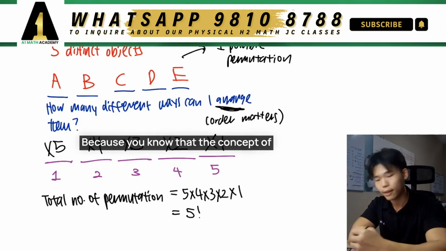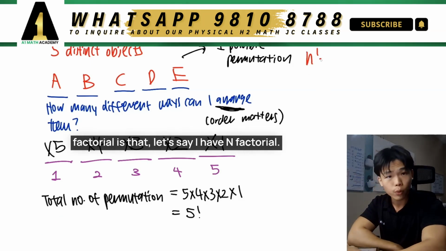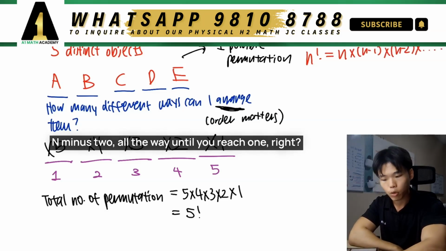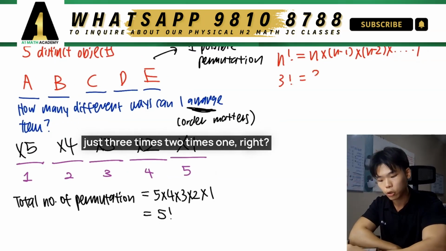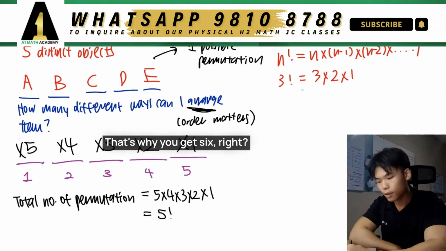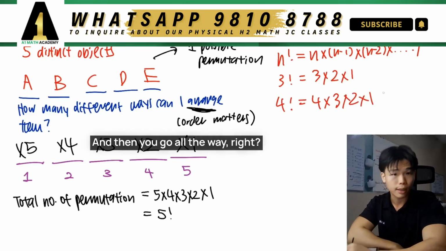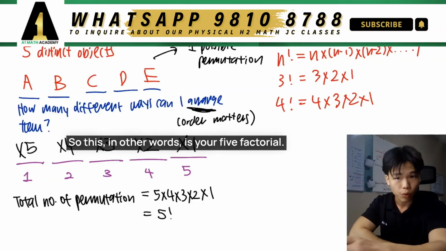Because you know that the concept of factorial is that, let's say I have n factorial. N factorial is basically n times n minus 1 times n minus 2 all the way until you reach 1, right? That's why for examples like 3 factorial is just 3 times 2 times 1, right? That's why you get 6, right? Then you have 4 factorial is just 4 times 3 times 2 times 1, right? And then you go all the way, right? So this, in other words, is your 5 factorial.